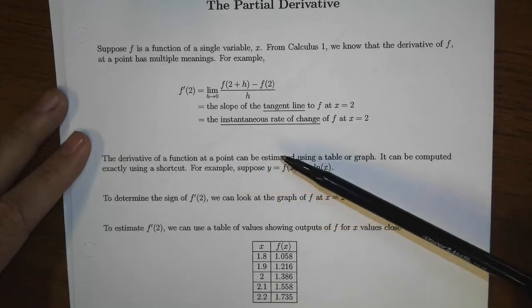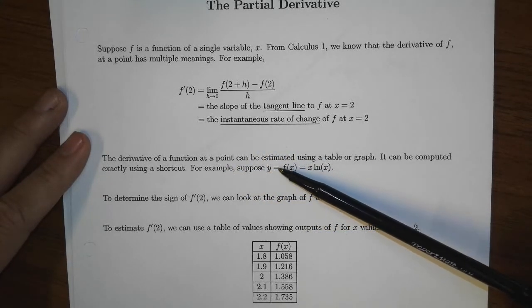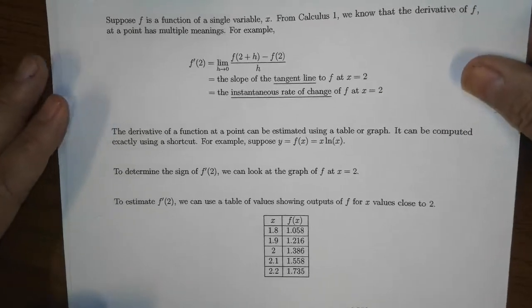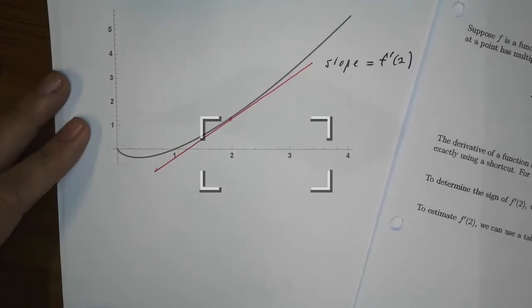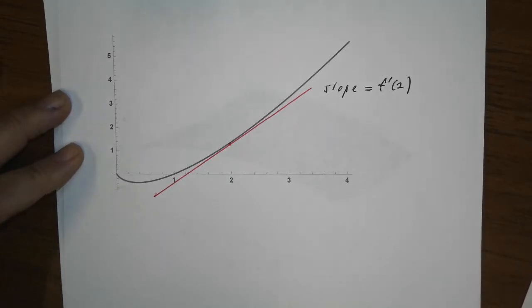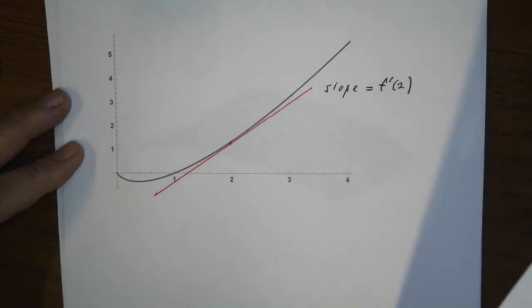So just as a brief refresher, let's suppose that y equals f of x equals x natural log of x. And let's focus on x equals 2. In black is a graph of the function, f of x. In red is the tangent line at x equals 2. And we can see that the slope of that tangent line is positive. So f prime of 2 is positive.